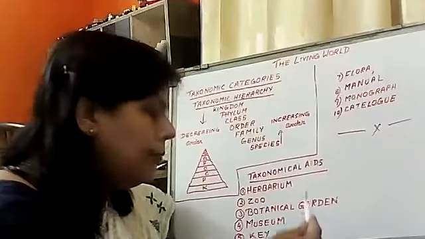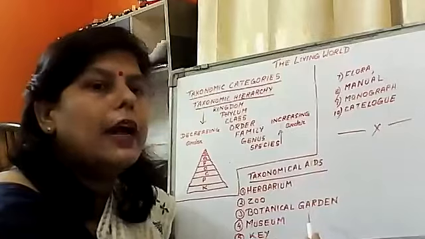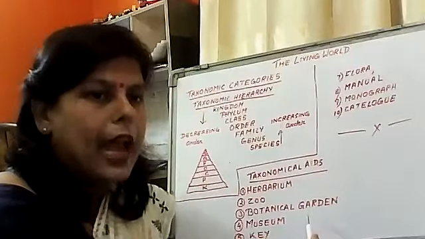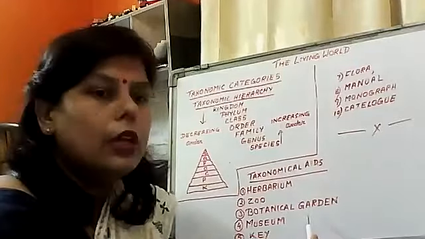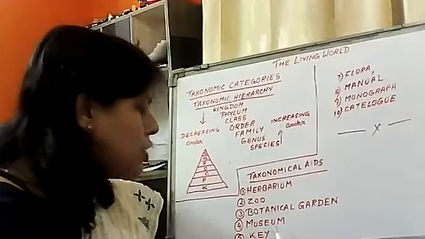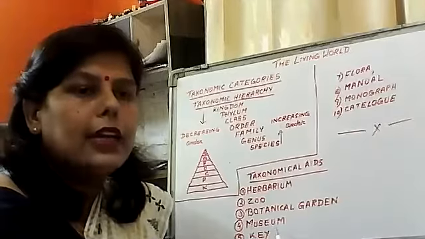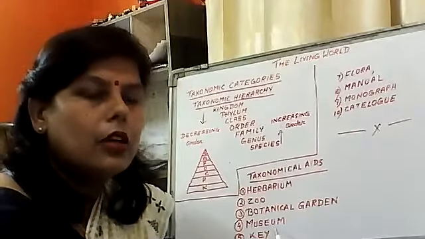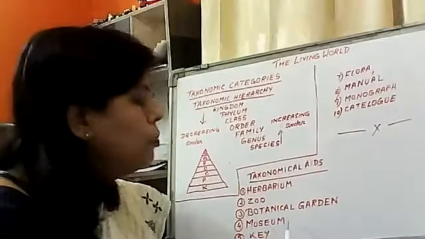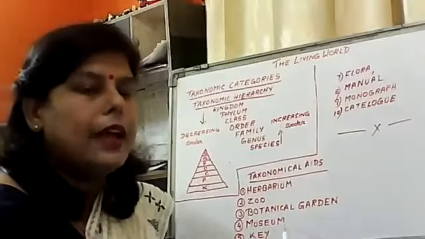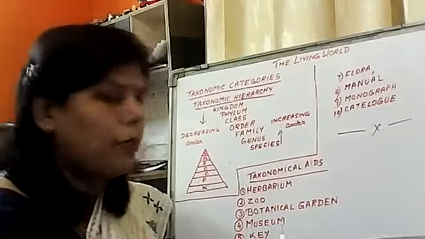By looking, where you can view it by yourself, the real thing, ultimately you can come to a particular conclusion. Then the next one is the museum. In the museum, you are not going to get living species, but preserved species of both the plants and animals. And in that way, you can get information.